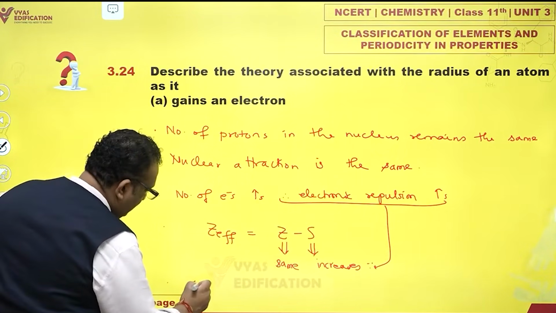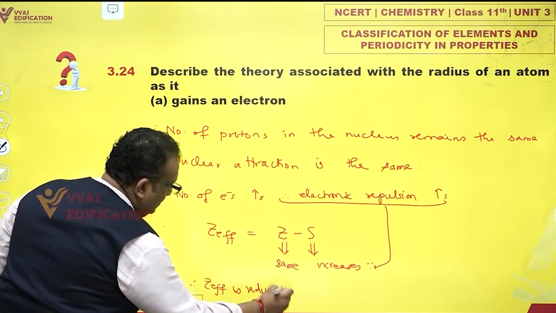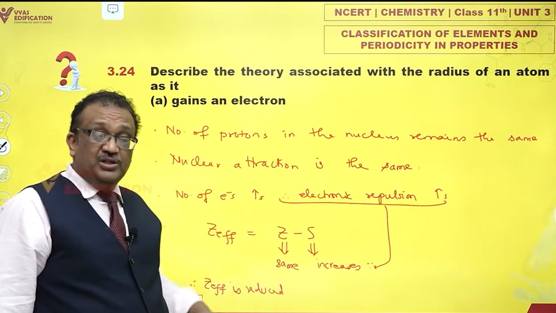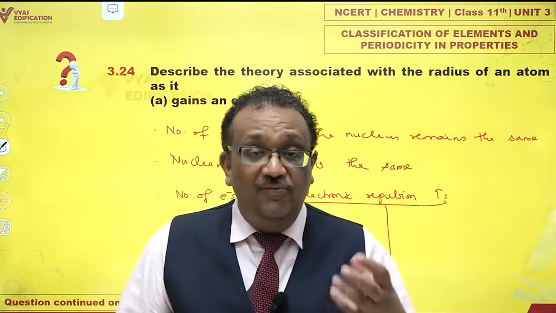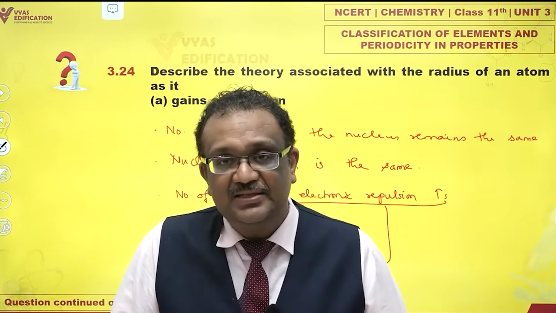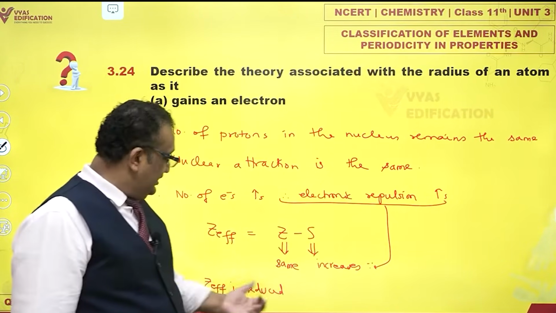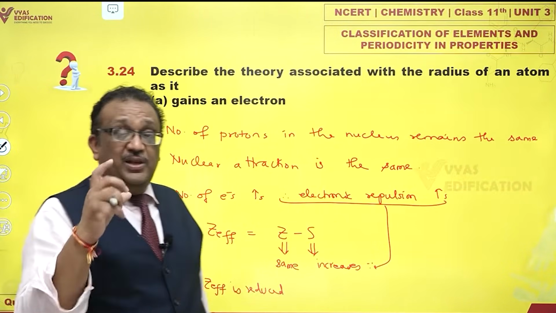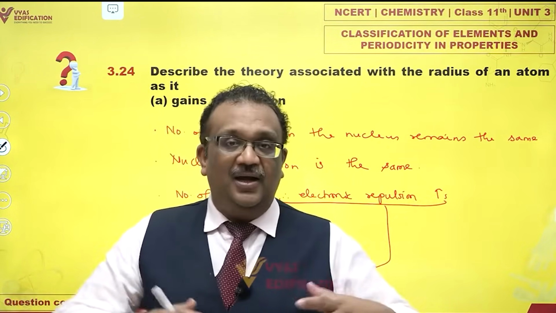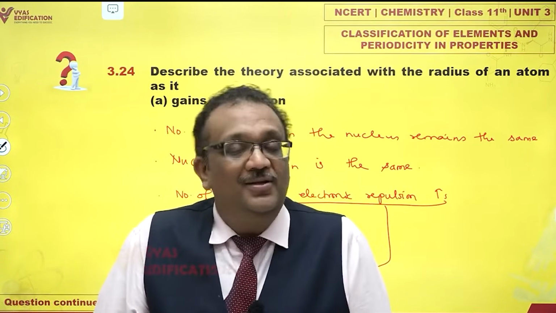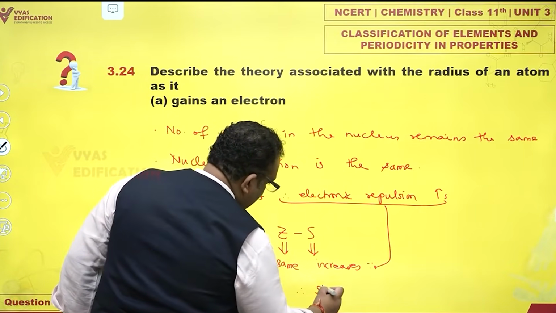Therefore, effective nuclear charge is reduced. That means now the outermost electron feels the nuclear charge a little less. Nuclear charge is the same, but due to additional repulsions, the outermost electron experiences lesser attraction by the nuclear charge. Hence, you find that it can go a little more away, or the size increases. Z effective is reduced, therefore, size increases.